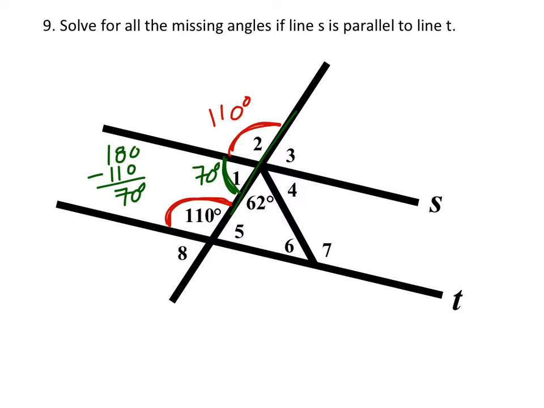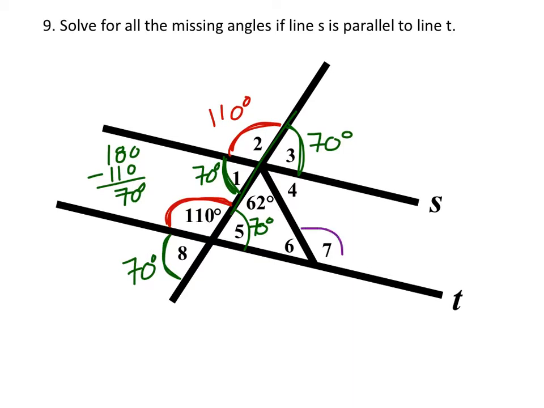Now if angle 1 is 70 degrees, it is alternate interior with angle 5. So it's also 70 degrees because line S is parallel to line T. And it corresponds with angle 8, which means it is also 70 degrees. And angle 5 corresponds with angle 3, which means it also is 70 degrees. So I've got 3 other angles I can solve for here.